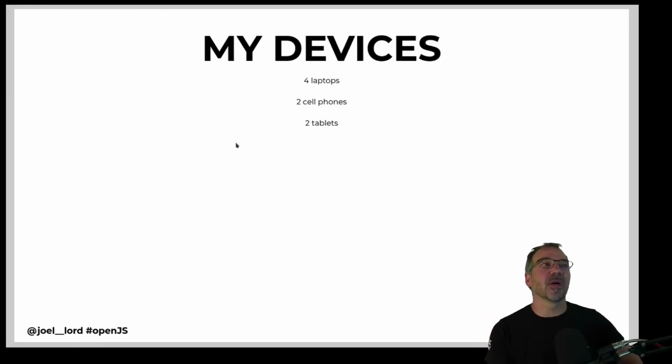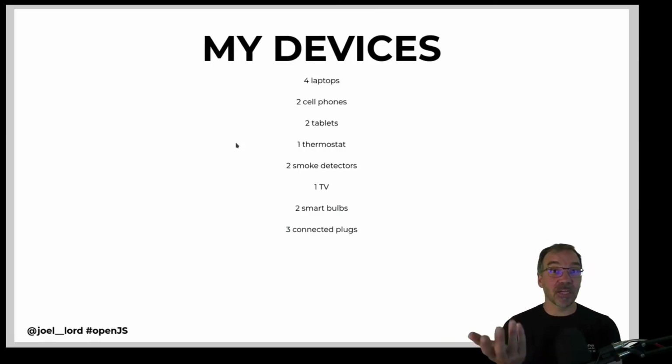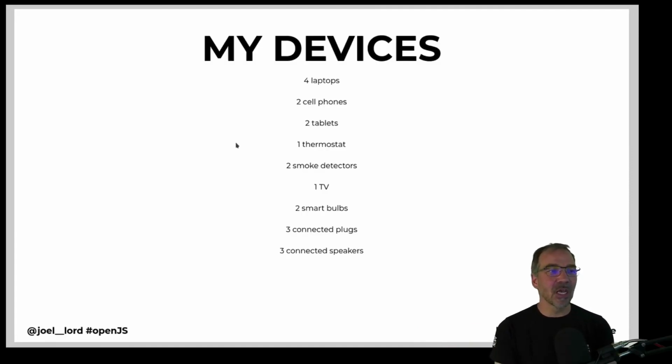So I started thinking, okay, well, do I have any connected devices? Well, I certainly have a thermostat. I've got my smoke detectors, so I've got 2 of them. I've got a smart TV, which is also connected on the internet. I've got some smart bulbs, which I'll get back to. They're not that great. I've got some connected plugs. I've got 3 of them. I actually use them to turn on and off my Christmas lights and various things outside. And I've got connected speakers. So my speakers are connected to the internet so that they can stream music.